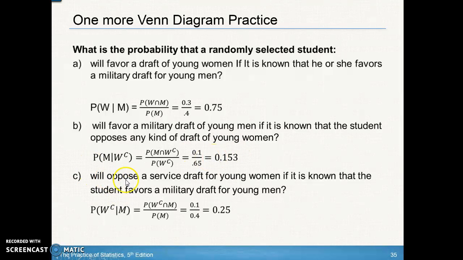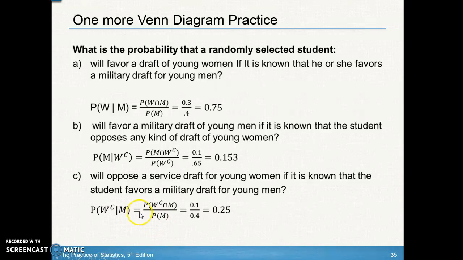What's the probability that your student will oppose a service draft for young women if it's known that the student favors a draft for young men? So once again, what's given? They are favoring a draft for young men, opposing the draft for young women. So just keep in mind that W^C is the complement. It is the opposite of what's given. So they're opposing, that's everything outside of women. They're opposing the women, but we know that they favor men.